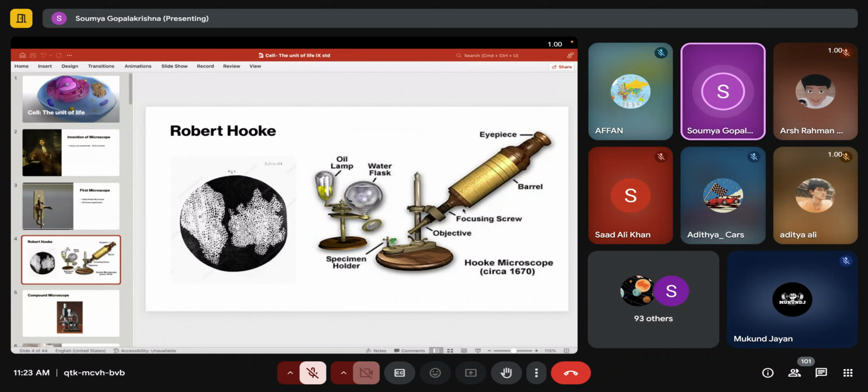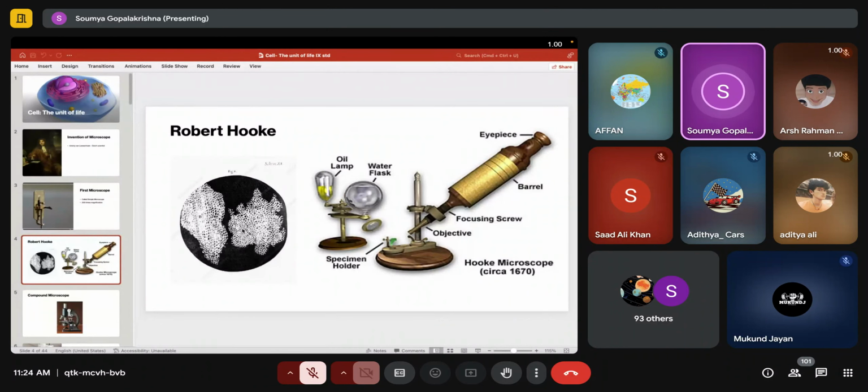Then everyone started seeing different objects, whether non-living or living objects. Okay. Then Robert Hooke was the first person who saw cells under the microscope. Okay. And he was the first person to coin the word cell. Now, what he did was one time he took a piece of cork.